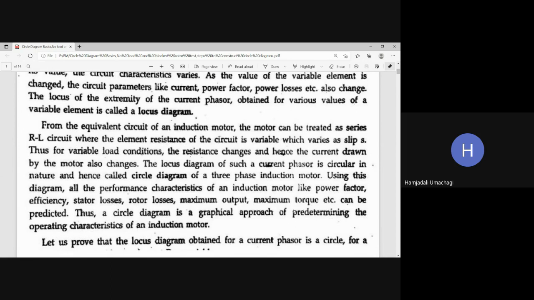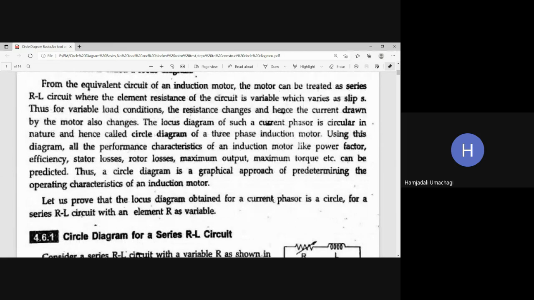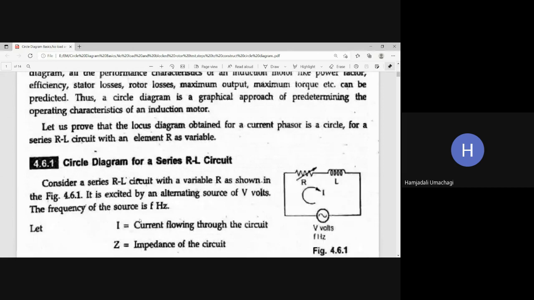Now, let us prove that the locus diagram obtained for a current phasor is a circle. Here we are going to prove that the locus diagram we get for the current phasor is a circle, a geometrical shape. In order to prove this, we are going to consider the example of a series RL circuit with element R as variable. Now let us see the example here.